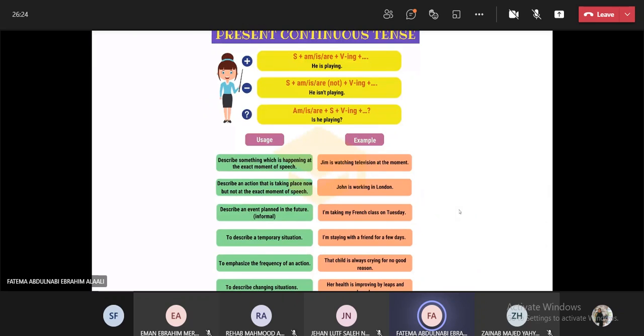Second one is to describe an action that is taking place now, but not at the exact moment of speech. Like, right now, I'm not studying English, but something in general happening, like for a couple of years, I'm studying English. Third, an event planned in the future, like I'm taking my French class on Tuesday. And it will be upcoming future, not far away in the future, very soon. Four, to describe a temporary situation, like I'm staying with a friend for a few days.